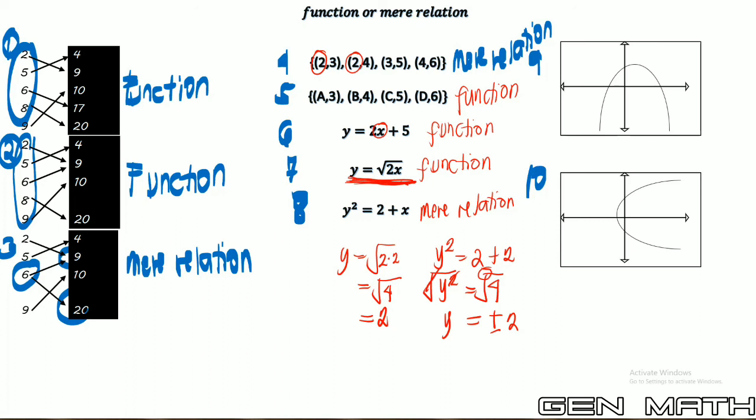Okay, number 9. Number 9 is a function, because if you draw a vertical line, the vertical line will only cross the graph once. And number 10, this is a mere relation, because if you draw a vertical line, it crosses the graph twice. Okay, so I hope you understand the difference between a function and a mere relation. Okay, so that activity concludes this video.